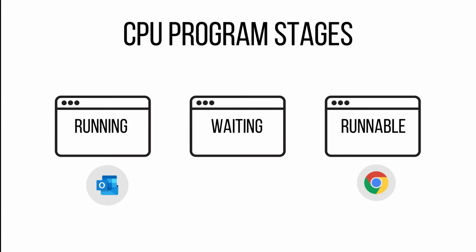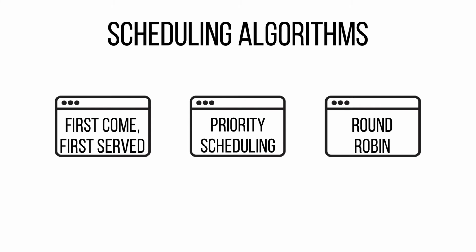So it'll decide the best way to switch between all of these processes, since only one process can be running at a time. So the operating system has to use a scheduling system to decide which program is in what stage at any point, including the CPU when it needs to. Now, some of these scheduling algorithms are first come, first served, priority scheduling, or round robin.